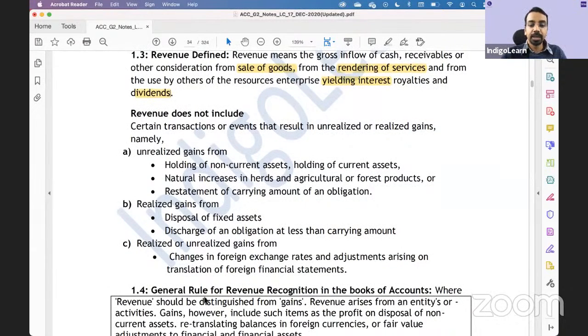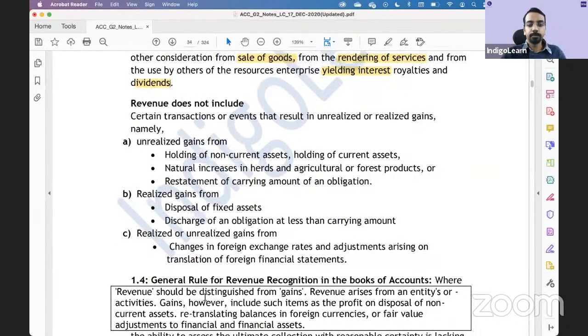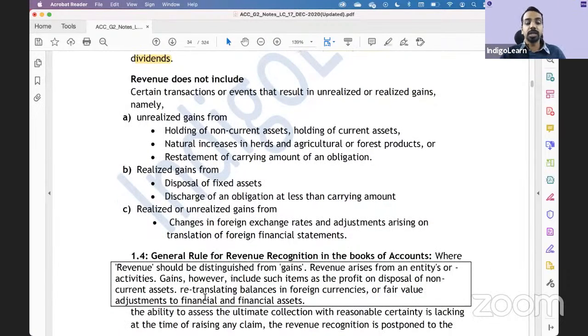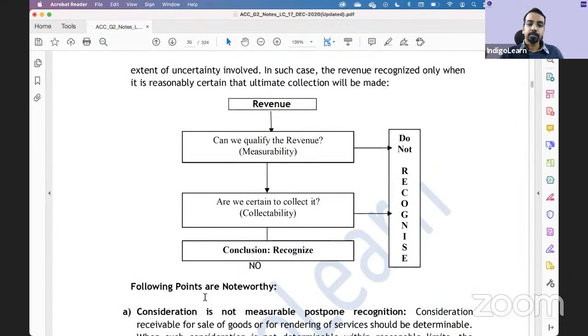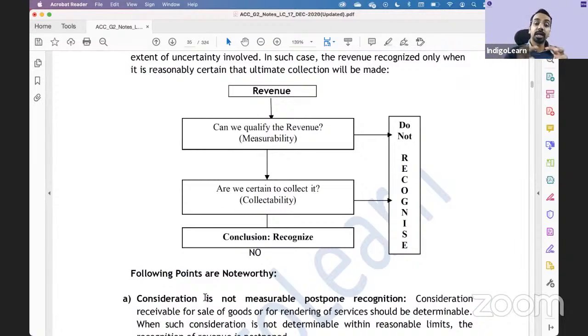Okay. Now, whenever you have to recognize revenue, you have to see, let's say there is a sale of goods, whether in substance the risks and rewards have been transferred to the buyer. Then you can recognize revenue from sale of goods. So basically, the property has transferred. Sometimes formalities are pending, but in essence, has the property been transferred? Then you will recognize the revenue from sale of goods.